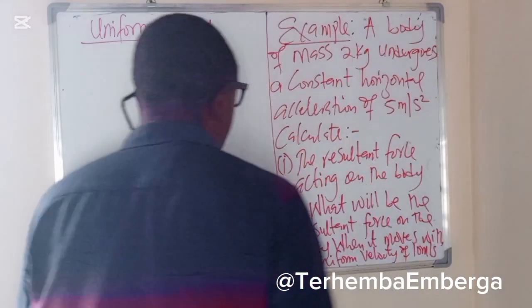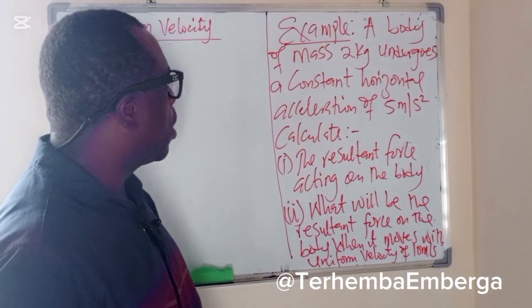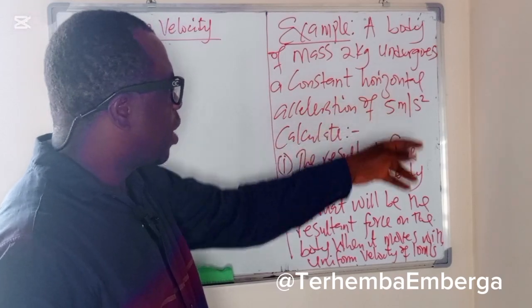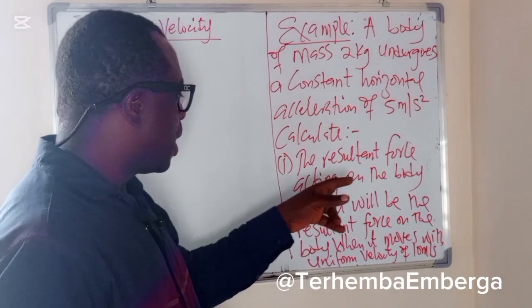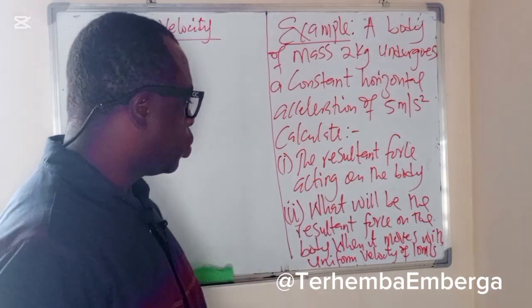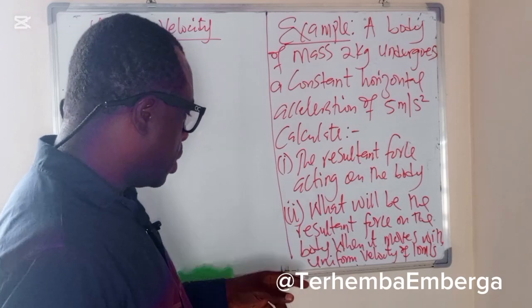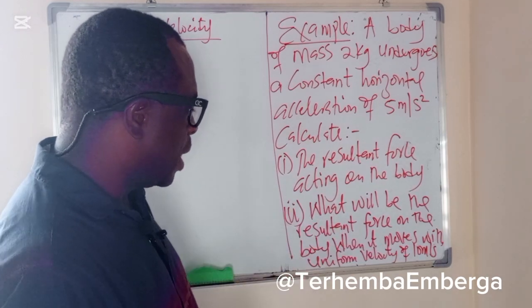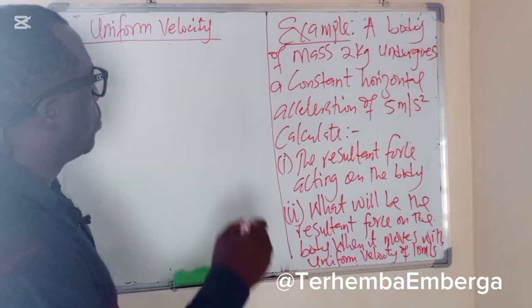So let's look at this problem. A body of mass 2 kg undergoes a constant horizontal acceleration of 5 meters per second square. Calculate 1. The resultant force acting on the body. 2. What will be the resultant force on the body when it moves with a uniform velocity of 10 meters per second?